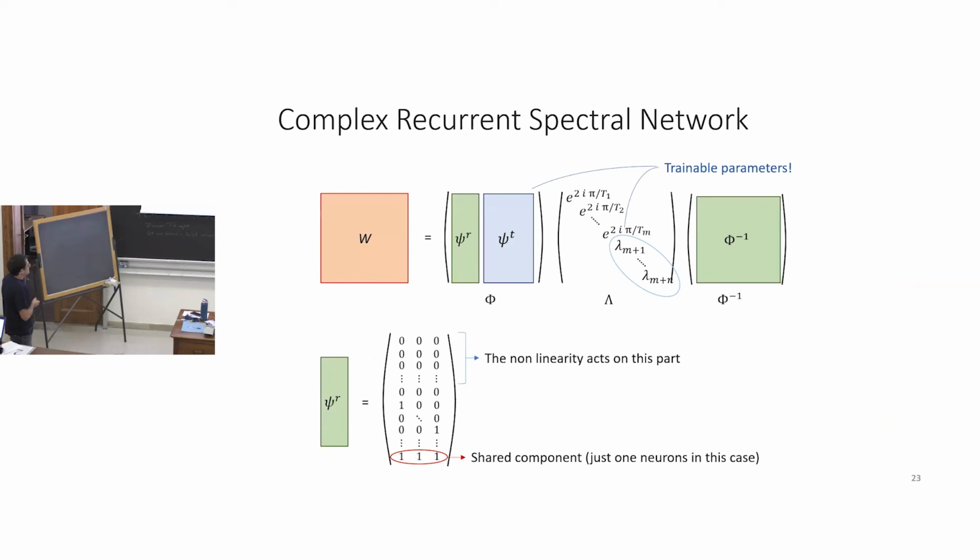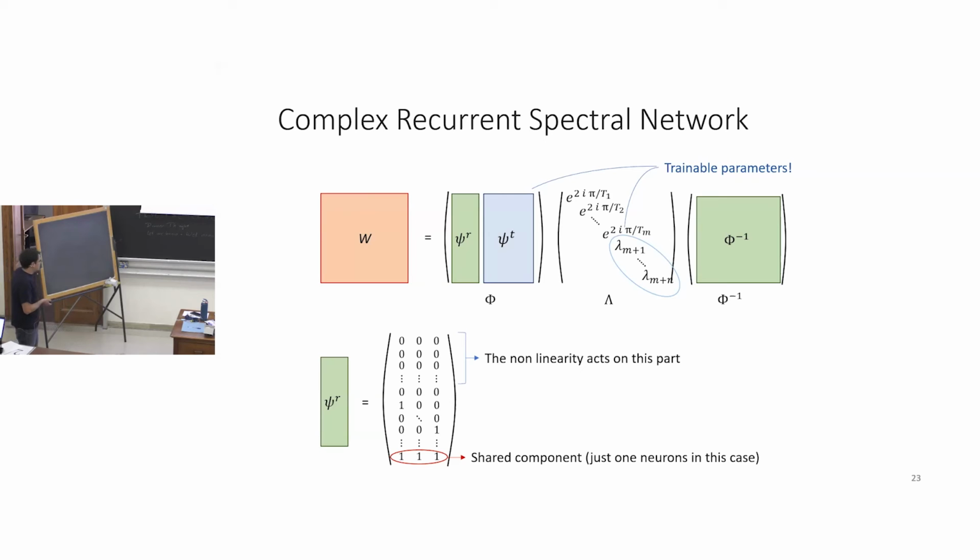So we again work with the spectral decomposition of the matrix W. We have exactly the same structure. We have these trainable parameters, but now the eigenvalues are complex, and they are not equal anymore. That means that every eigenvalue is associated to a specific period T.